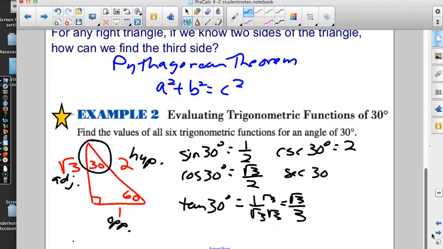Cosecant would be 2 over the square root of 3, which we know we can't leave. So we're going to multiply by the square root of 3 on the top and the bottom and get 2 square roots of 3 over 3. And then cotangent, go back to the beginning and say, oh, that was 1 over the square root of 3, so it'll be square root of 3 over 1. And we've got it.